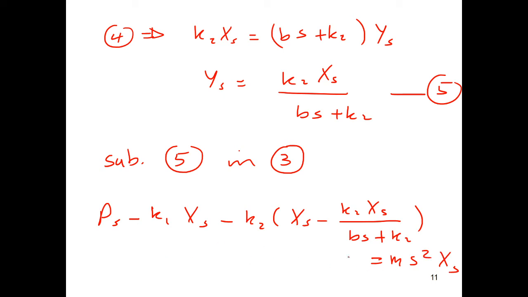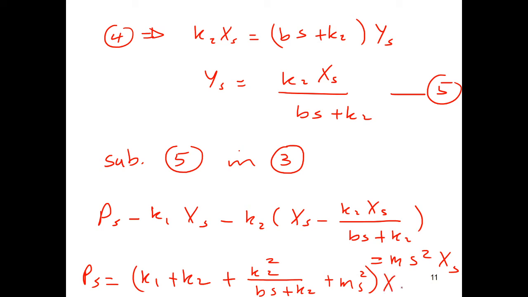You need to simplify this equation. Collect all the coefficients of p together on one side, all the coefficients of x on the other side, and then the transfer function will be ready. Let me do this one step here. It's easy. P of s equals K1 plus K2 minus K2 squared over bs plus K2 plus the last one, which is ms square, all multiplied by x of s.